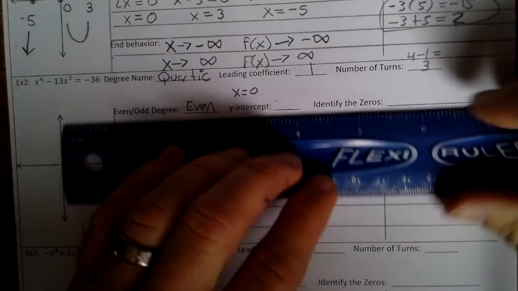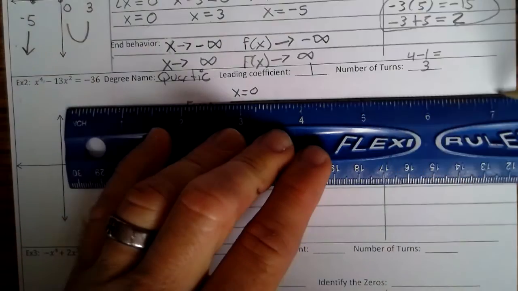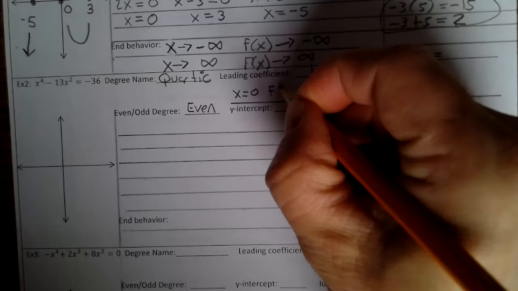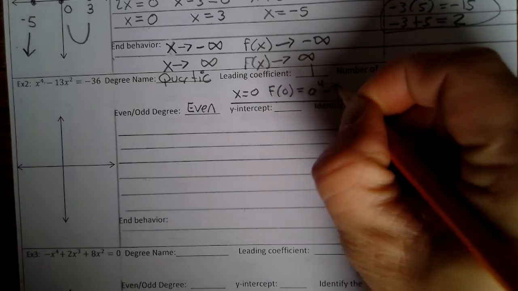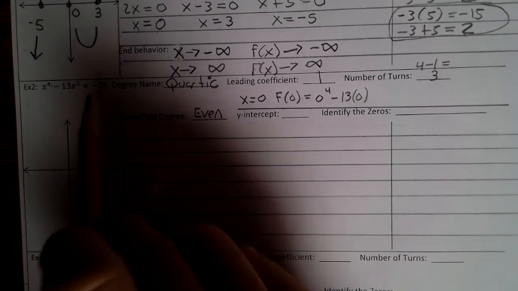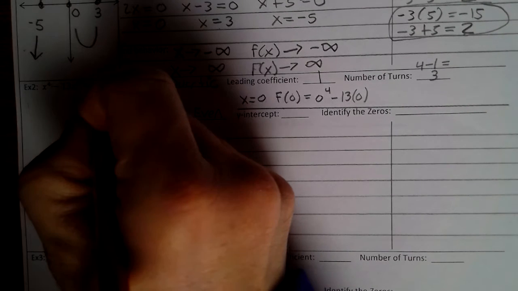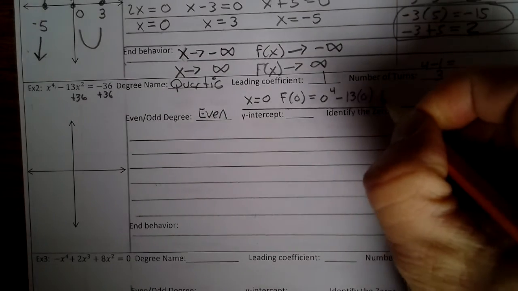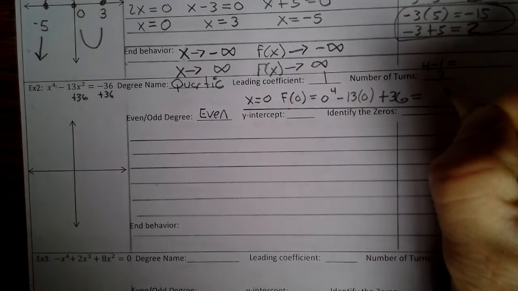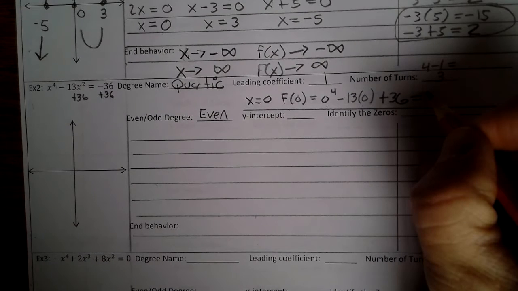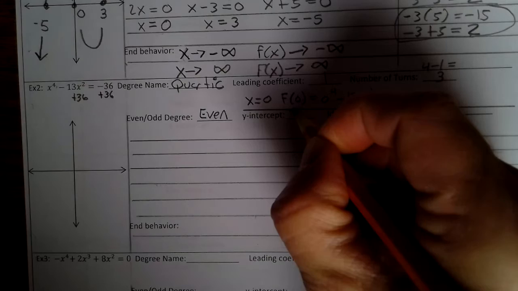Okay, so that's f of 0 equals 0 to the 4th minus 13 times 0, plus 36. Now, here's the thing though. Before we go any further, we need to add 36 to both sides. So then that's plus 36 equals, so now that's 0, that equals 36. So your y-intercept is 36, but you want to write it as 0, comma 36.